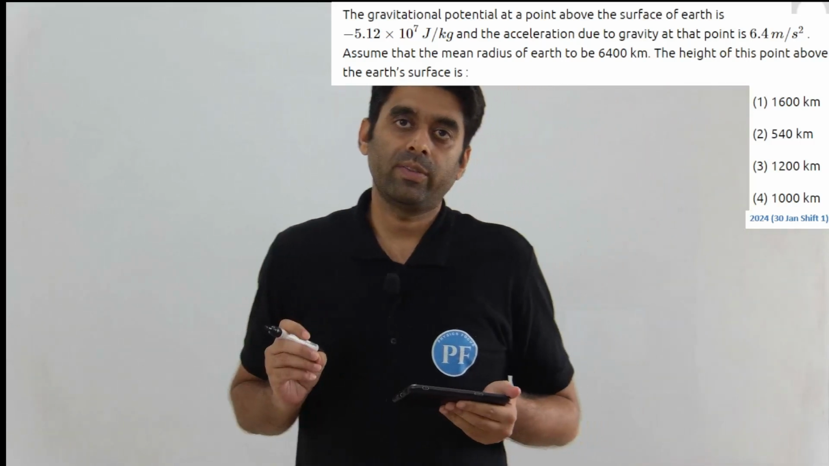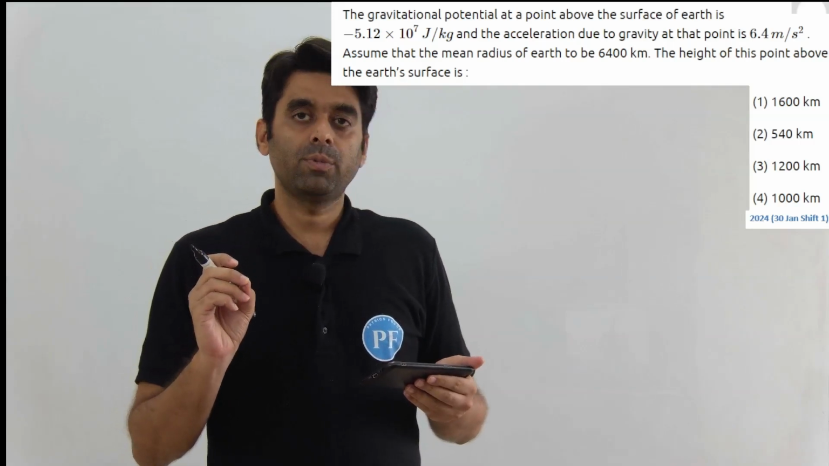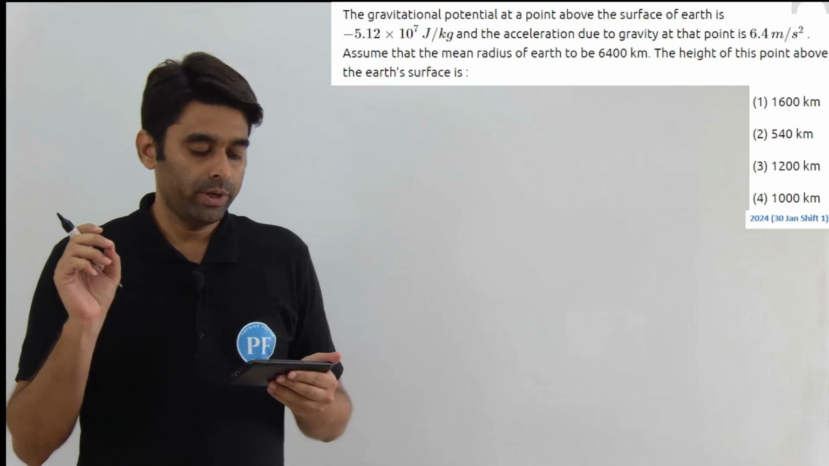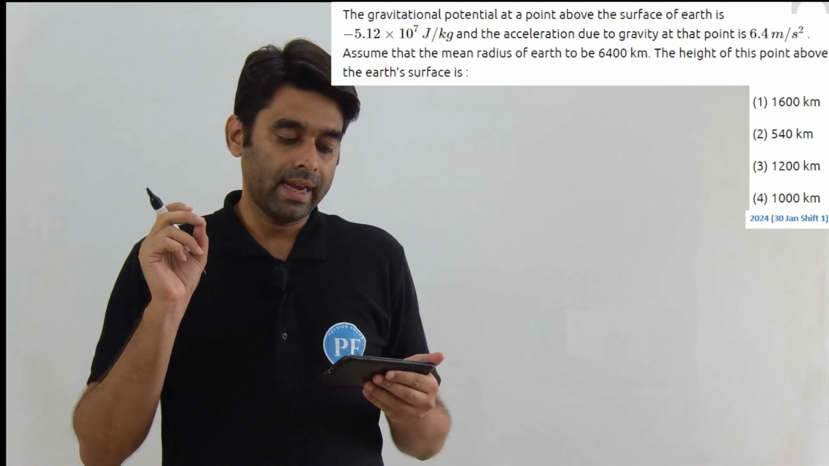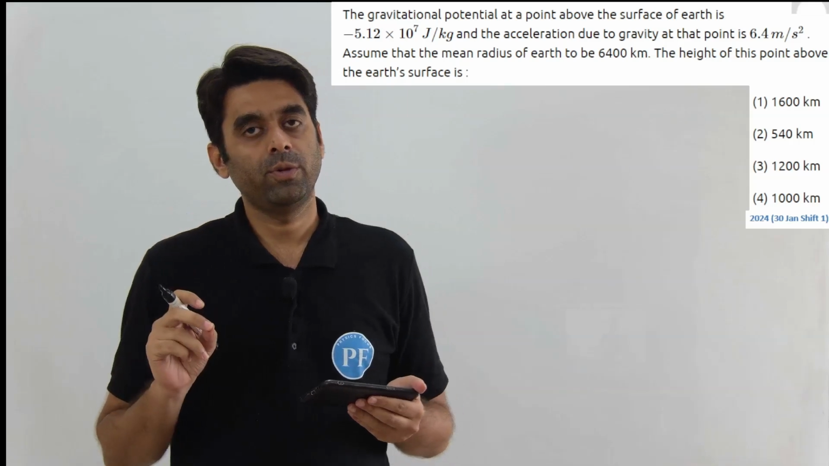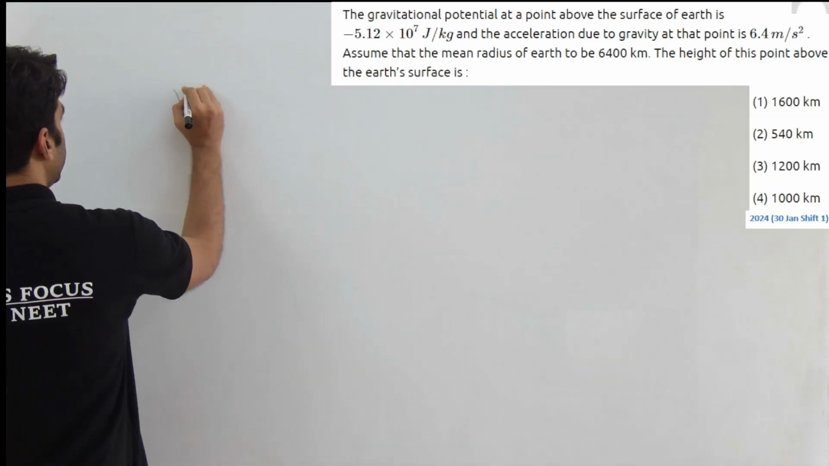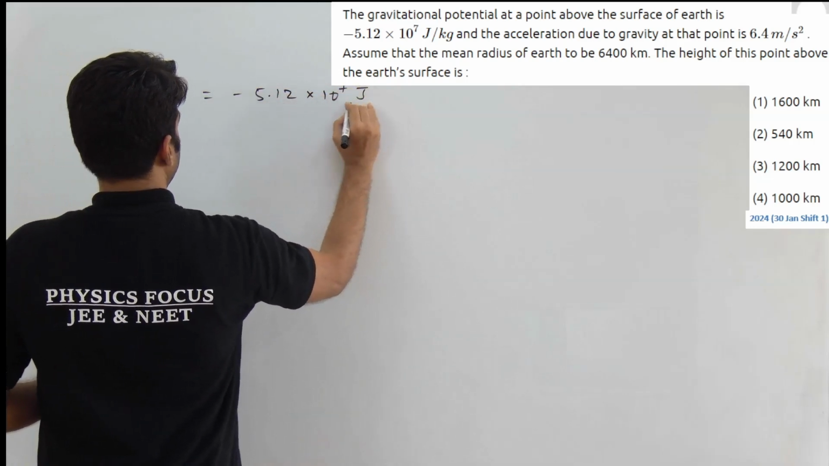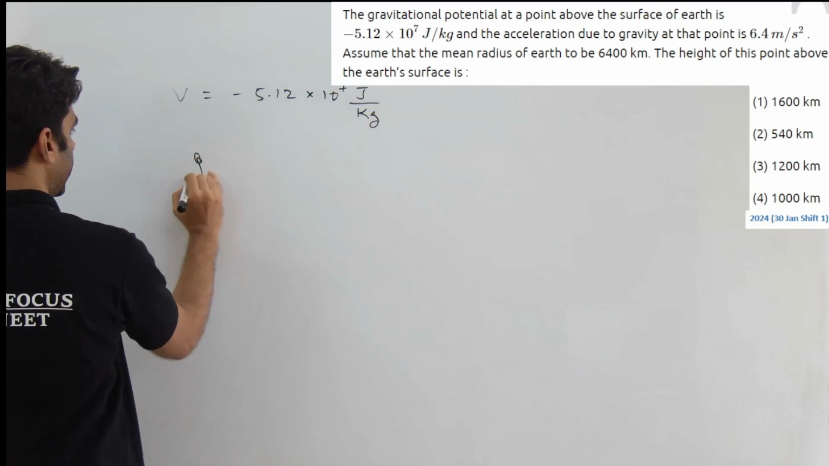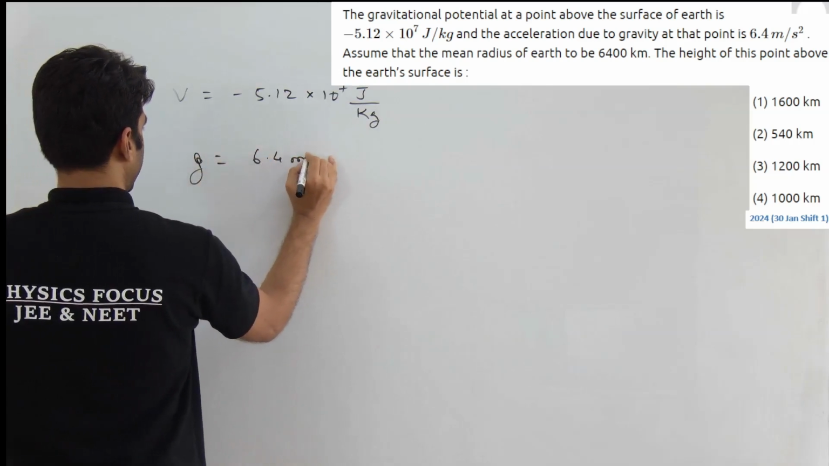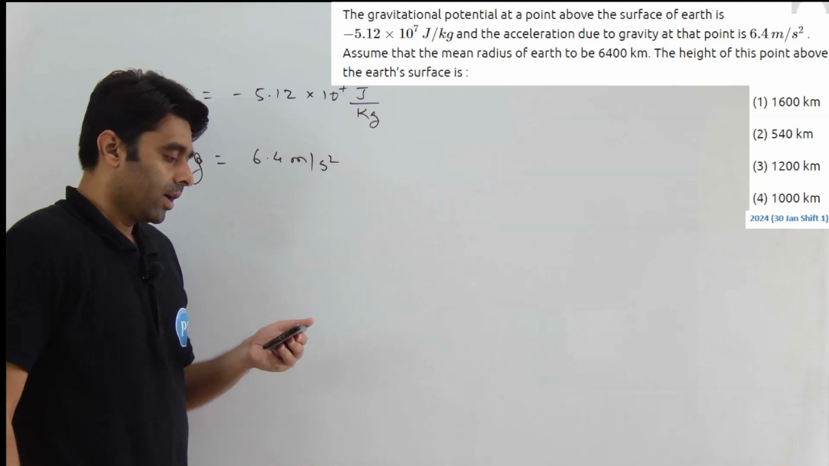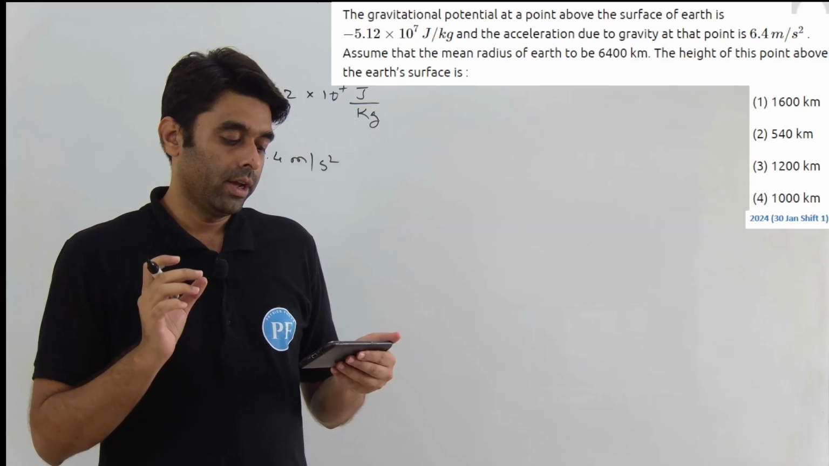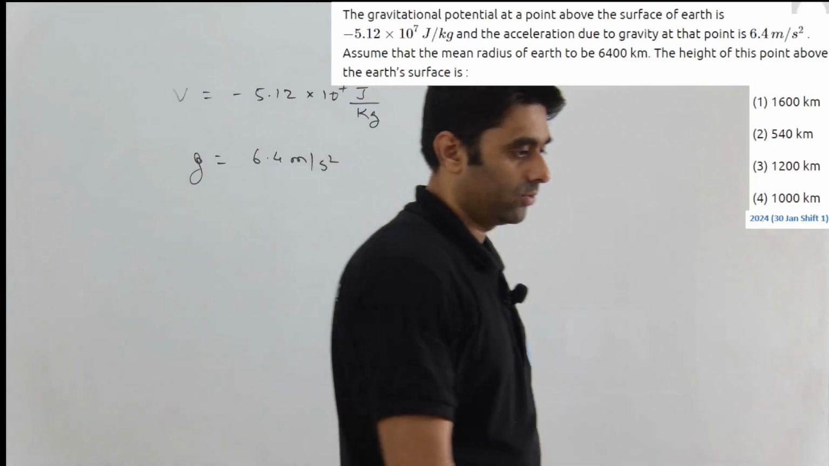Yes, so the next question that we have says the gravitational potential at a point above the surface of Earth is minus 5.12 into 10 power 7 joule per kg, and acceleration due to gravity at that point is 6.4 meter per second square. So V value is given to us, minus 5.12 into 10 power 7 joule per kg, and g, acceleration due to gravity, is 6.4 meter per second square. Fine. Assume that the mean radius of Earth is 6400 kilometer. The height of the point above the Earth's surface is, fine. Let's solve it.